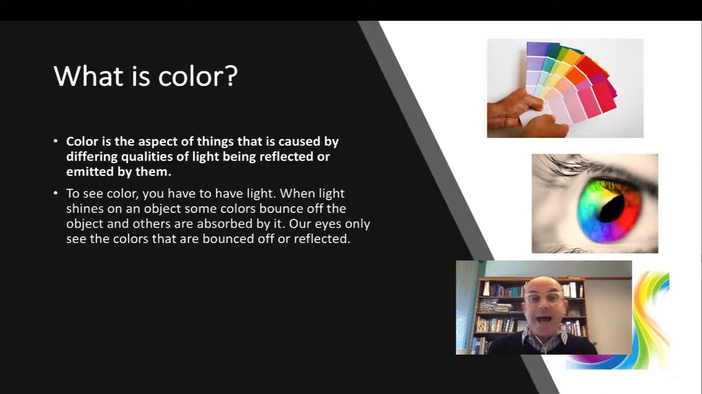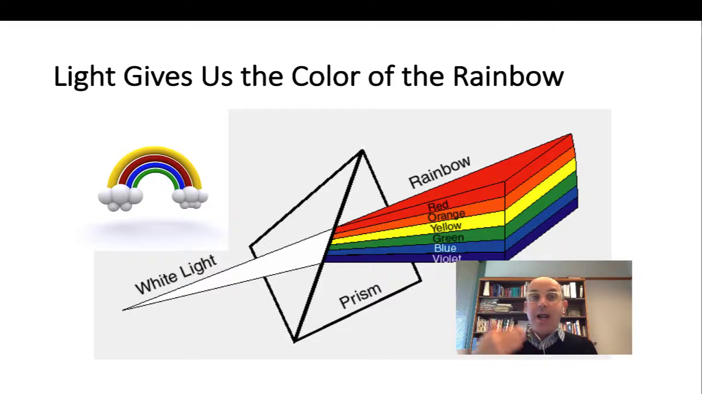So you see colors, basically you see light. So when a light shines on an object, some colors bounce off and reflect differently. So our eyes see only colors that bounce or reflect. This is something that we need to make sure that we understand. So light gives us the use of a rainbow.